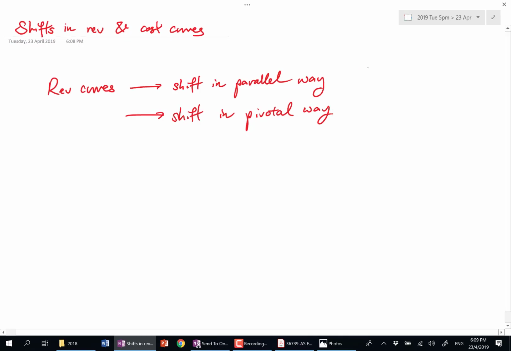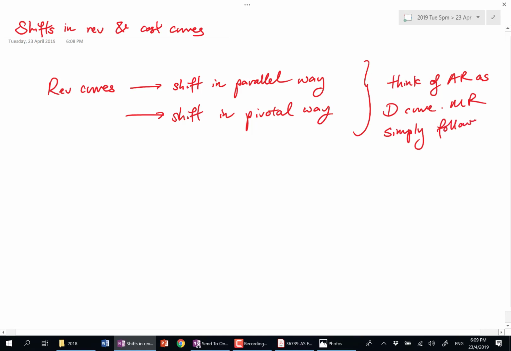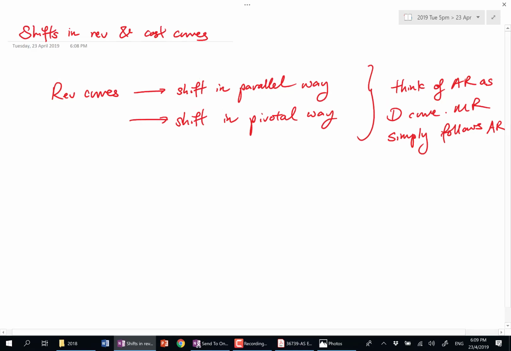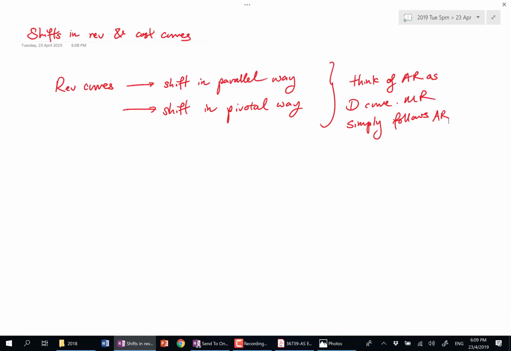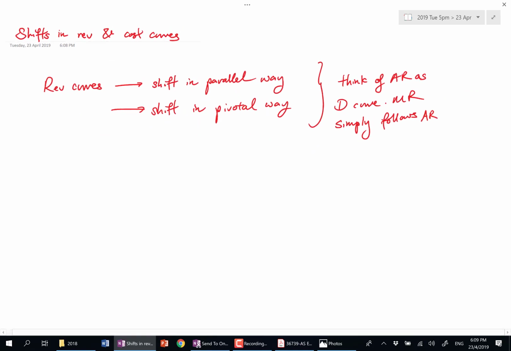How do you understand this? I give you a tip. Always think of AR as your demand curve. MR simply follows AR. MR is like the little brother, always following the older one, or the little sister following the older sibling. No identity of his or her own. So this is what happens. You just have to consider what happens to demand. So I'll give you an example.